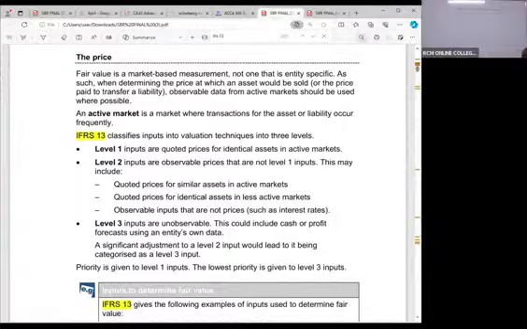IFRS 13 classifies inputs into valuation techniques into three levels. This one is very popular in your exams.